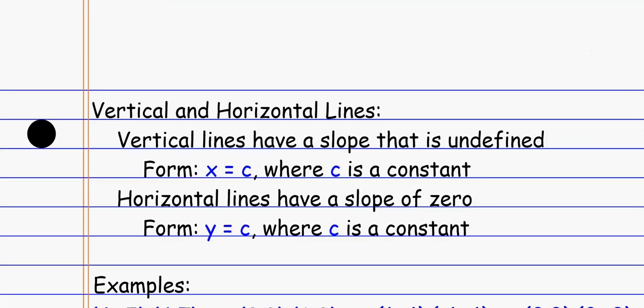Last thing we're going to look at here is vertical and horizontal lines. We already talked about the slopes of vertical and horizontal lines. Vertical line, the slope is undefined. Horizontal line, the slope is 0. All right? But we also have to remind ourselves of the format of a vertical line and a horizontal line. Vertical lines are always x equals a number. Horizontal lines are always y equals a number.